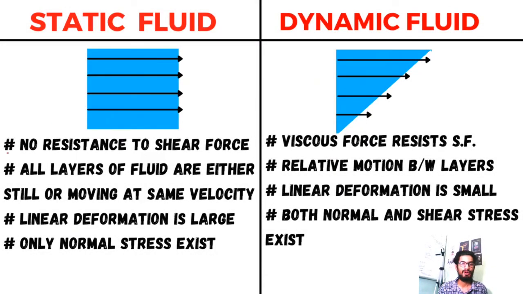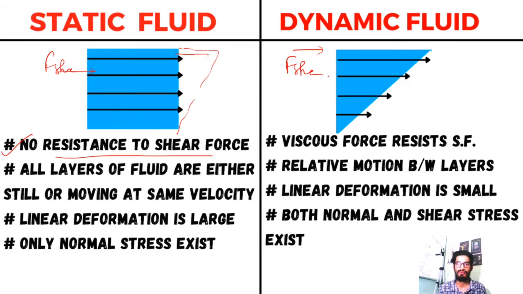Now, summarizing all that, we can say there is no resistance to shear force in static fluid, because when you apply the shear force, it immediately moves. Either it immediately moves, or there is no application of shear force, and the static fluid could remain at rest without any shear force on it. But in dynamic fluid, we have to apply shear force, and that shear force is resisted by viscosity. So viscous force resists the shear force.